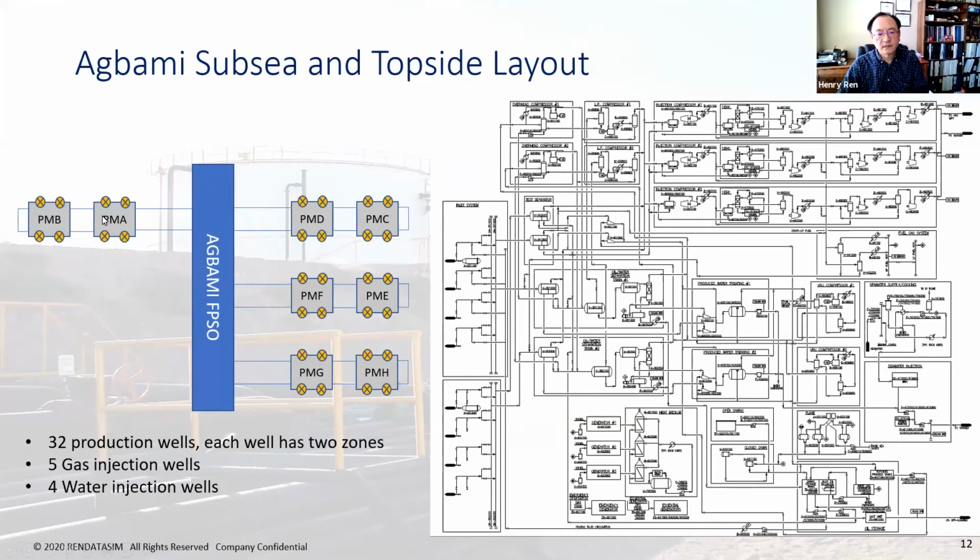Agbami, the FPSO, has 32 production wells. They also have gas injection wells and water injection wells. At peak time, the production rate is 250,000 barrels per day, okay? So we talk about 0.5%, even 0.5% per day, there's a lot of money involved, okay?